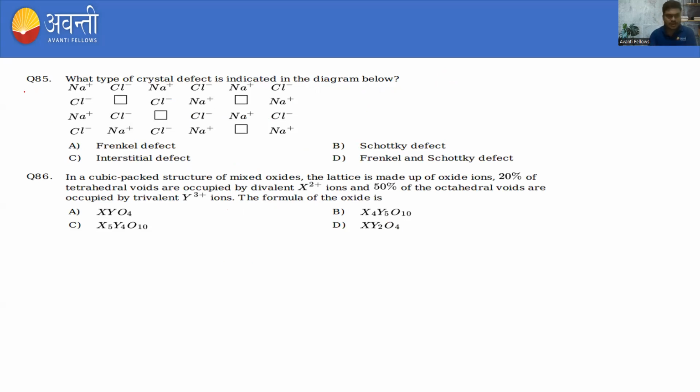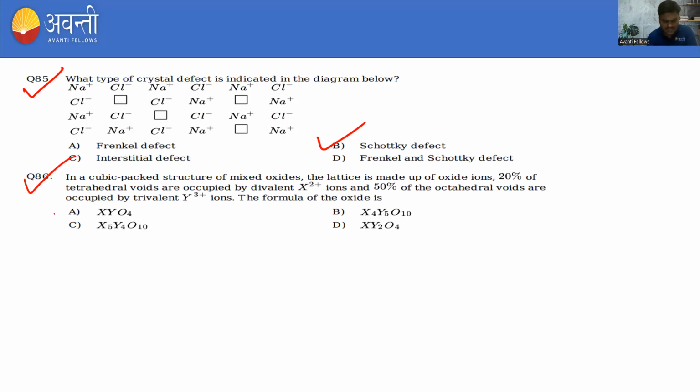This question is also from solid state. That is, what type of crystal defect is indicated in the diagram? So we all know that whenever an equal number of cations and anions are missing from the crystal lattice, this type of defect is known as Schottky defect, right? So this is a statement-based question and a very simple one. Now move to question number 86.